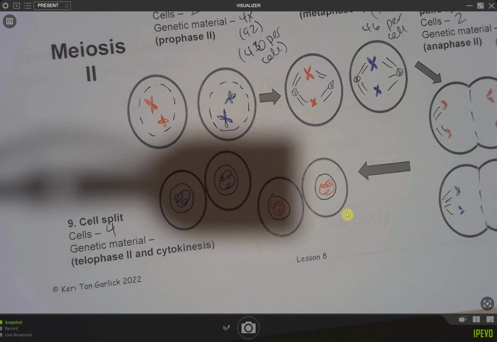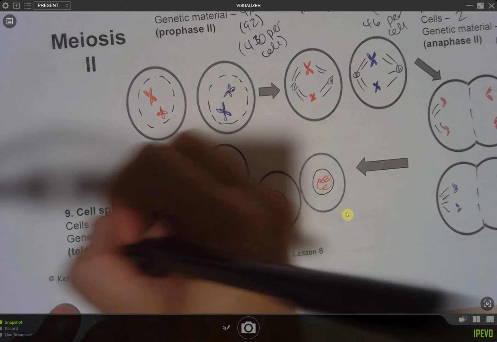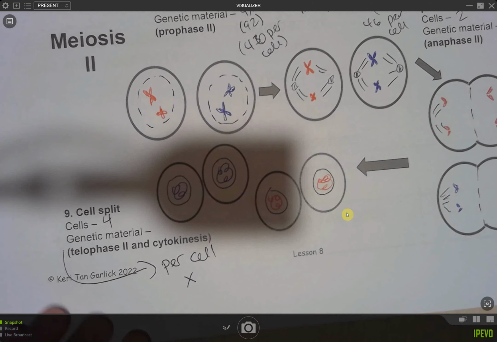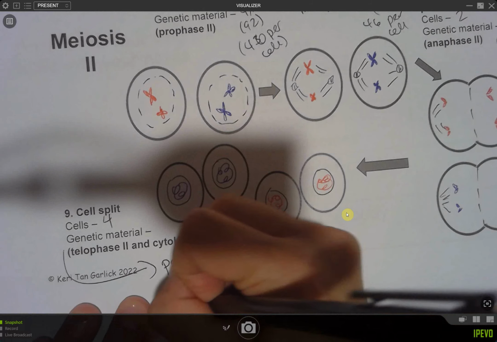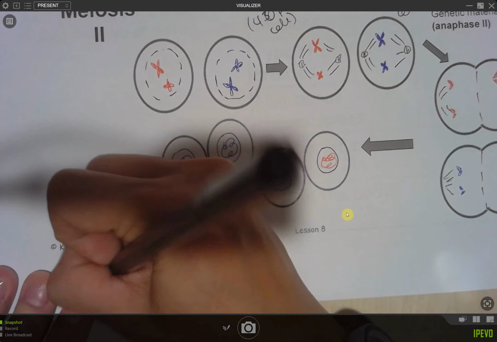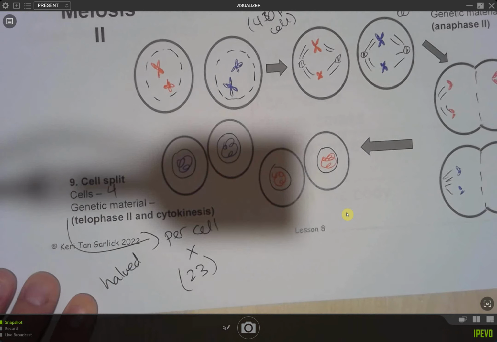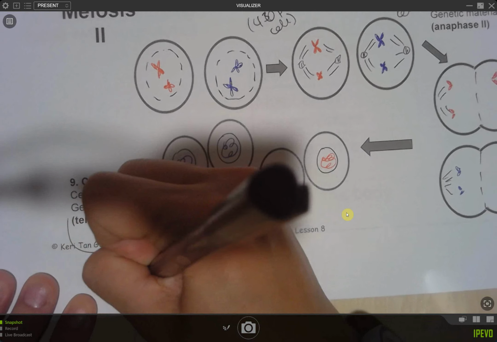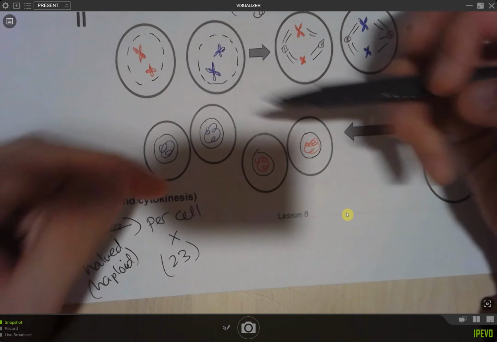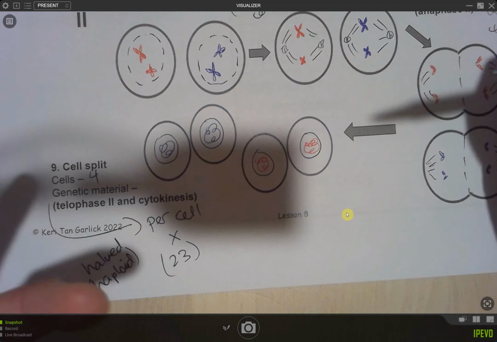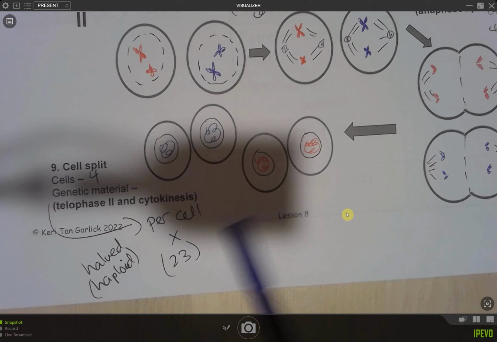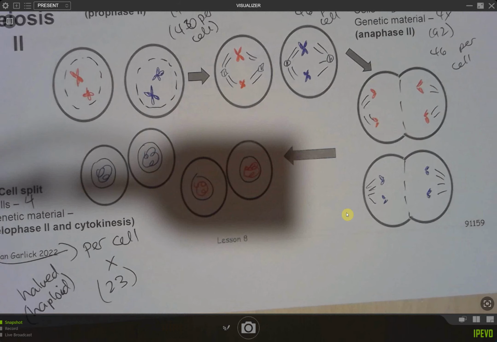Genetic material-wise, now when we're thinking about per cell, it's just X, so like 1X. So 23 chromosomes if we're thinking about humans. So we have halved the number. That's why we're calling it a haploid, is the name of the cell. And that's because when fertilization occurs, 2 cells are going to come back together and they're going to restore that number back to 46.